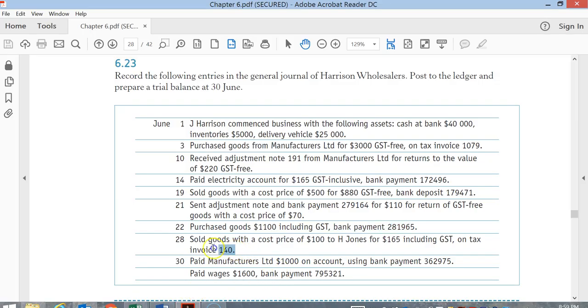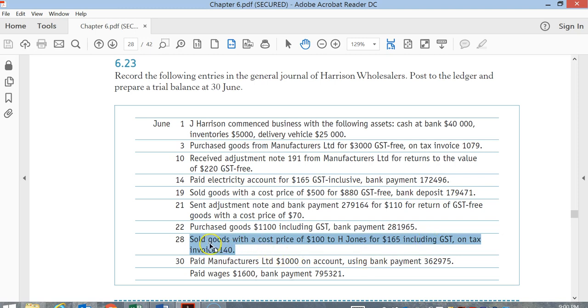Okie doke. Next one is a sale transaction. Okay, so we know that we're going to have two journal entries here. We've sold goods with a cost price of $100. That's our cost of goods sold amount here. We've sold it to H. Jones for $165, including GST. So, two journal entries.